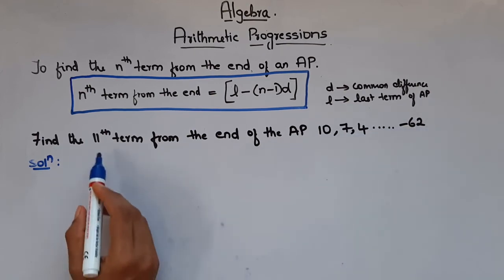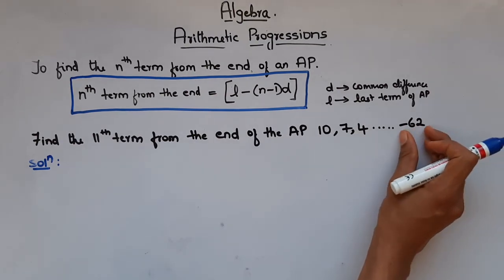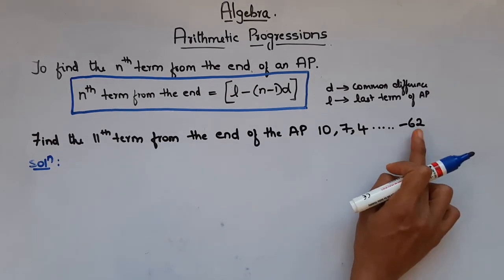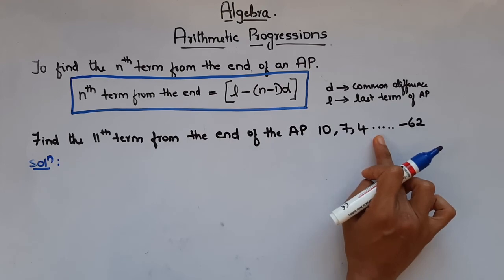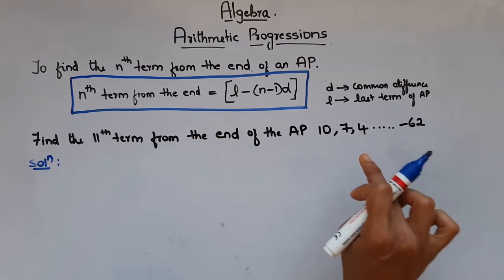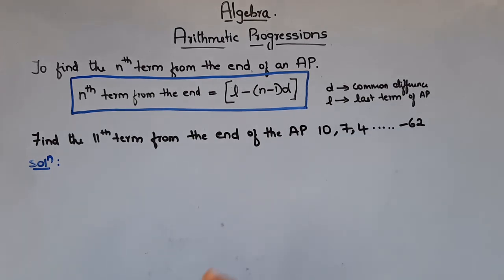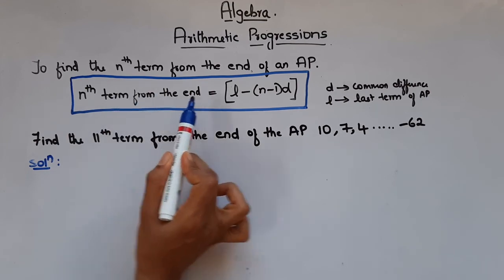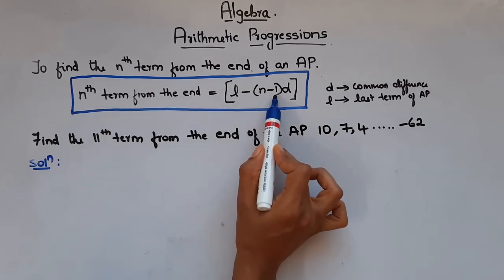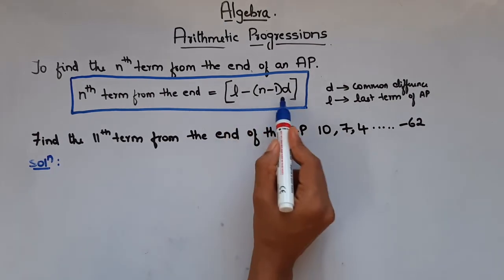So what do you mean by 11th term from the end of the AP? That means from the end of the AP, this is your first term. Just before this number will be your second term. And the number which is just before the second term will be your third term, right? And so on. Like that, you have to find the 11th term. So how can we do that? So we have a formula here. To find the nth term from the end is given by L minus n minus 1 into D, right? So we will apply this formula. Before applying this formula, we want D here.